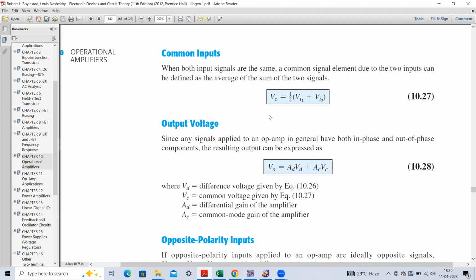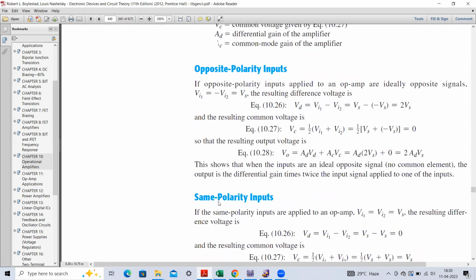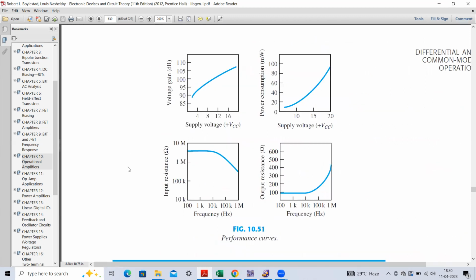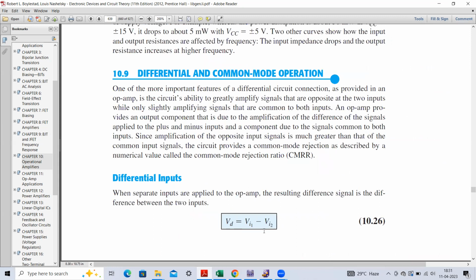What is the common mode signal? The common mode signal is given by this expression, VC equals 1 by 2 times (V input 1 plus V input 2), as we know that there are two different input pins in the operational amplifier, and these are the corresponding input voltages, V input 1 and V input 2. Similarly, VD is the difference voltage, and it is given by this expression, VD equals VI1 minus VI2.